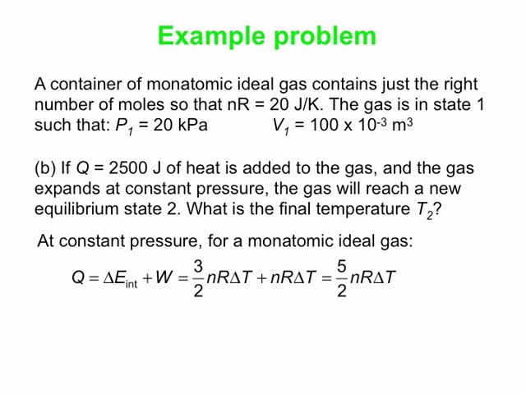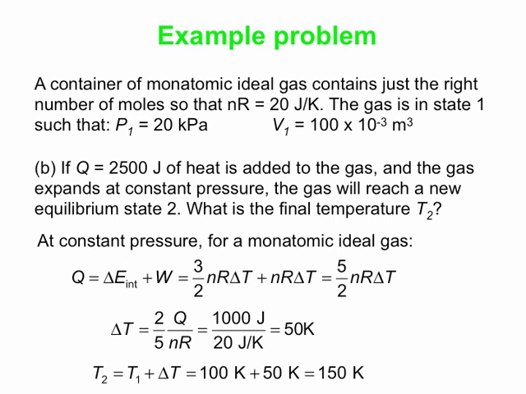We know nR, we know Q, we know what 5/2 is, so we can find delta T. Delta T is 2/5 of Q over nR. Q is 2,500, so 2/5 of 2,500 is 1,000 joules, and nR again is 20 joules per Kelvin. We divide 1,000 joules by 20 joules per Kelvin, and we get 50 Kelvin. That's the change in temperature. Of course, the temperature is going up because heat was added. Our initial temperature was 100 Kelvin, we've just added 50 Kelvin, so now we're up to 150 Kelvin.